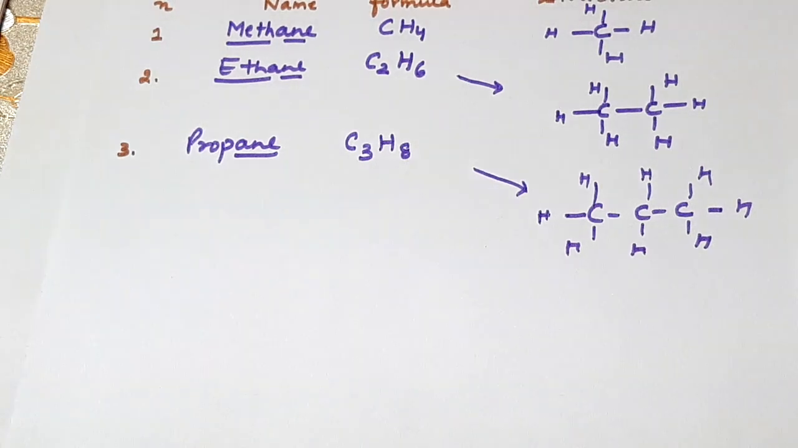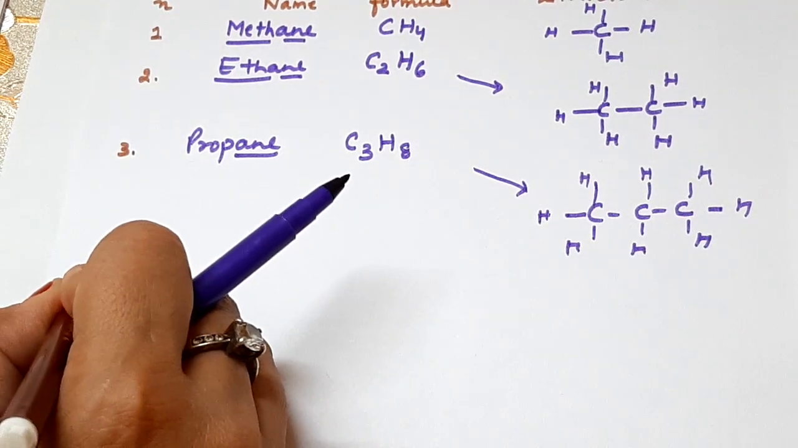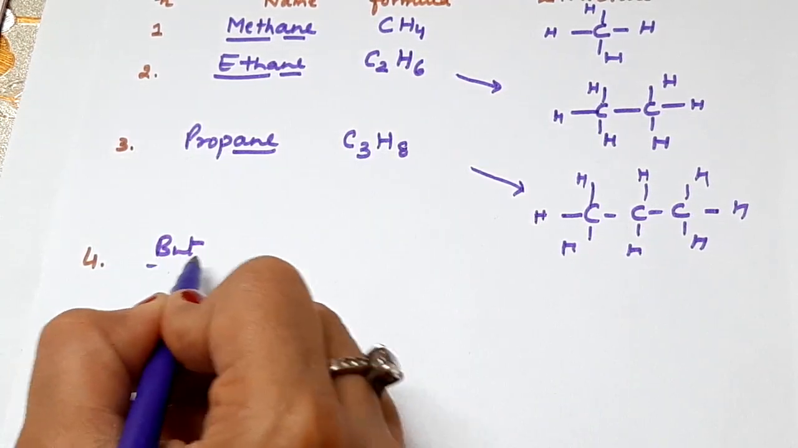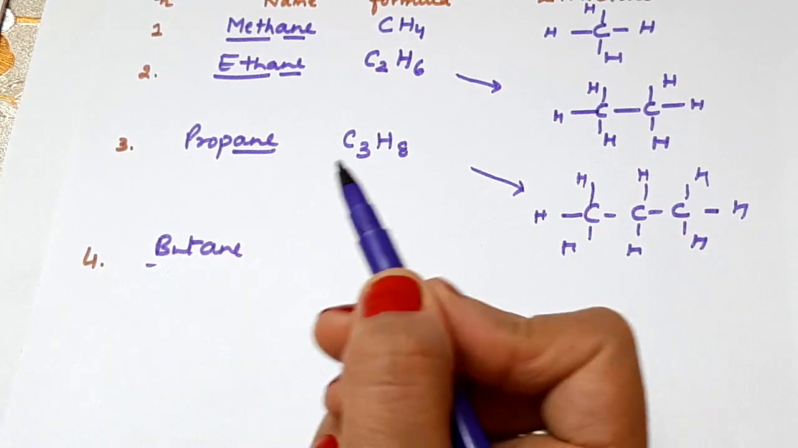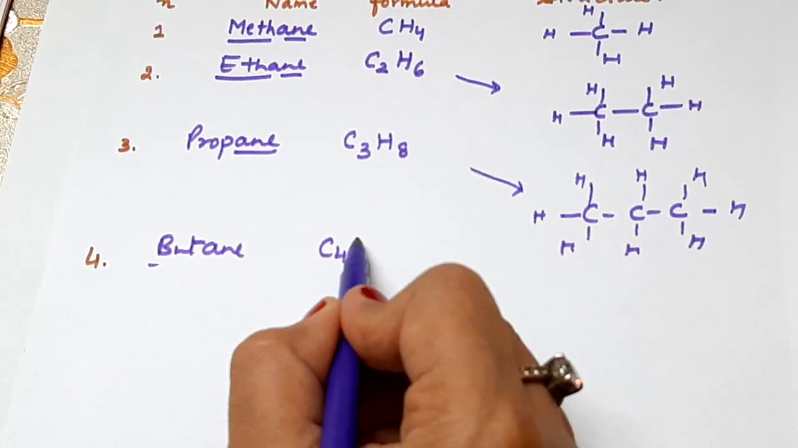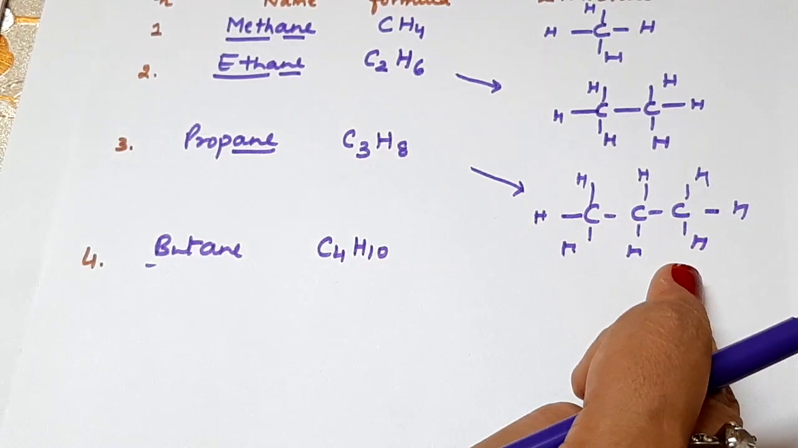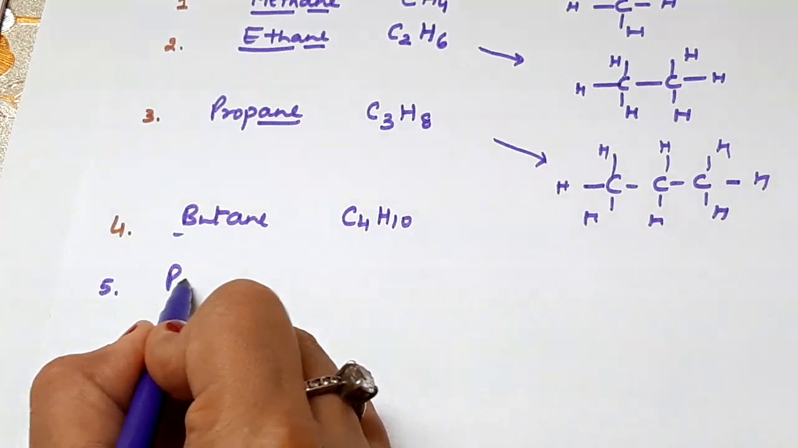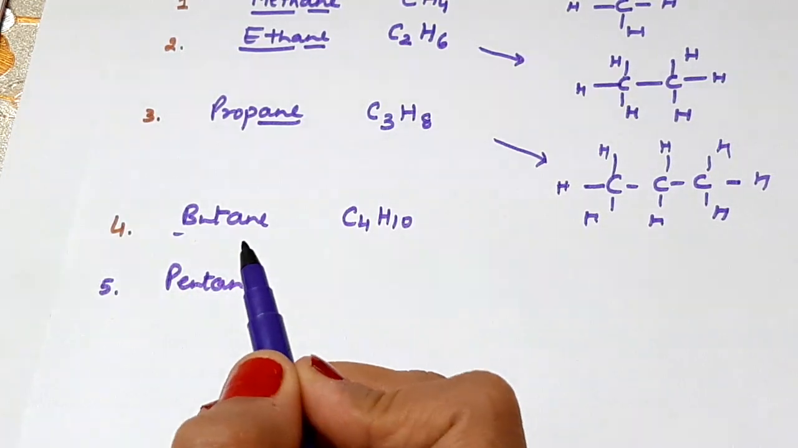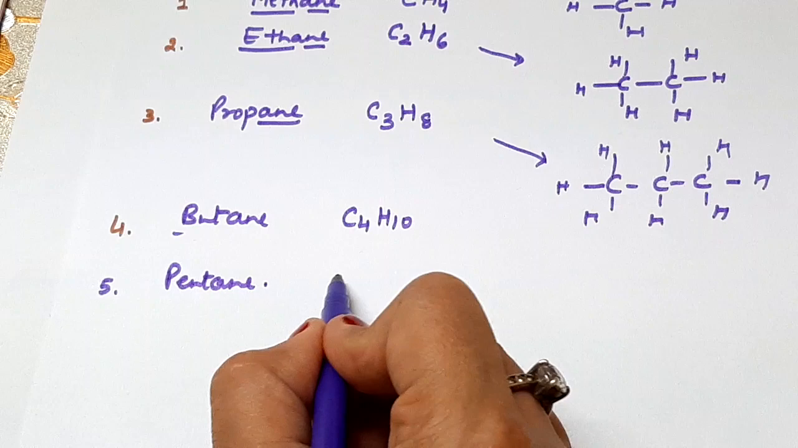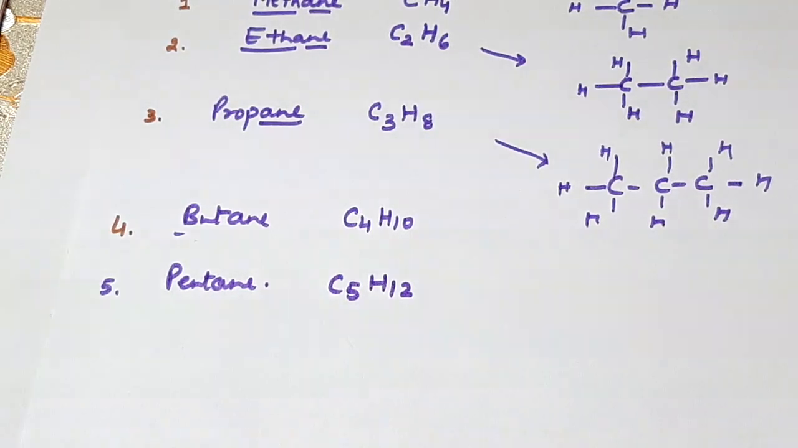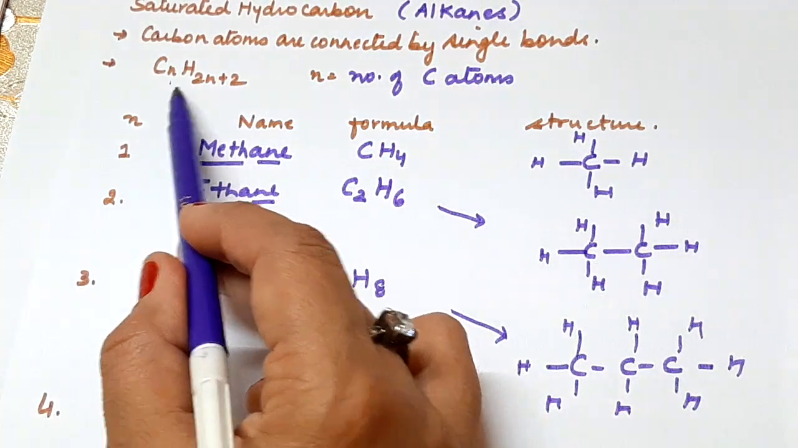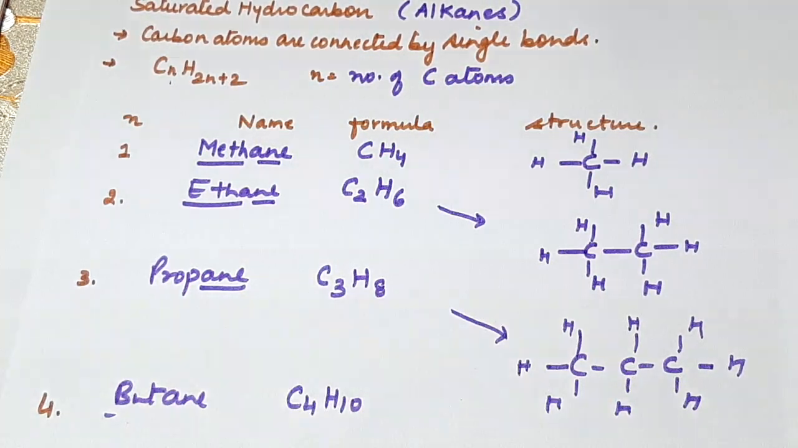Similarly, you can make it for butane and pentane also. If the carbon atoms are 4, then we call it butane. But is for 4 carbon atoms and ane again alkane. So the formula will be C4H10. A similar kind of structure you can make for butane. And if carbon atoms are 5, then it will be pentane, right? And it will become C5H12, right? So for alkanes, the general formula is CnH2n+2, where n is the number of carbon atoms.